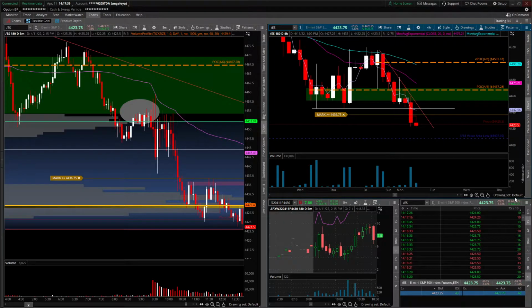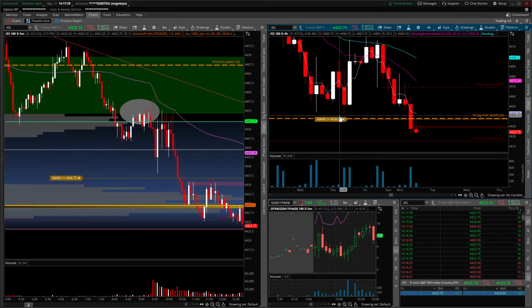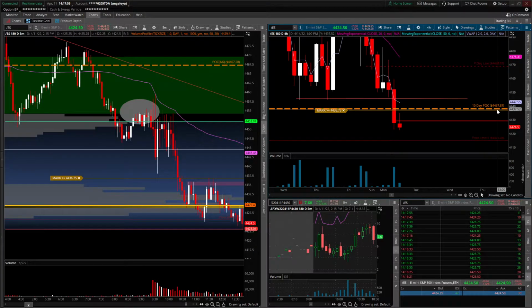If I change my chart right there real quick, you see, when we got below this line right here, it's probably not going to be straight, but you guys get it, right? This was the 4444 mark I was waiting for. Once we got below that, I was targeting this 10-day POC right here, right at 4437.